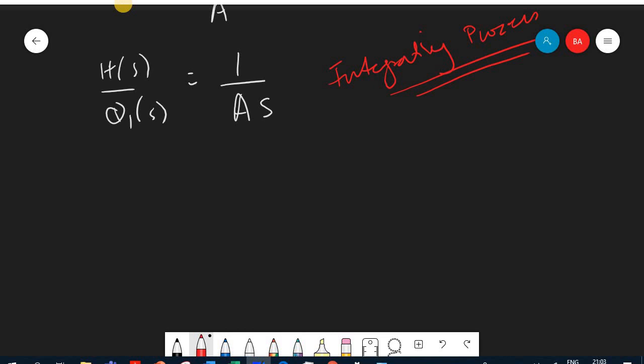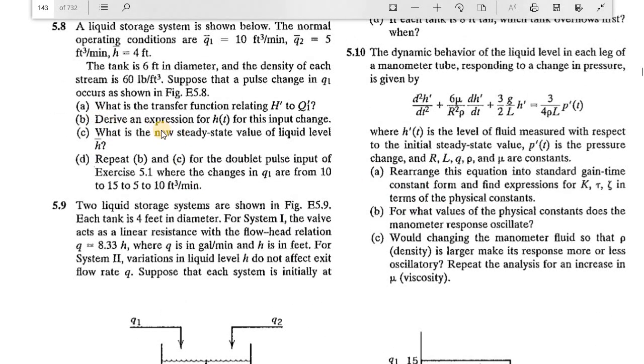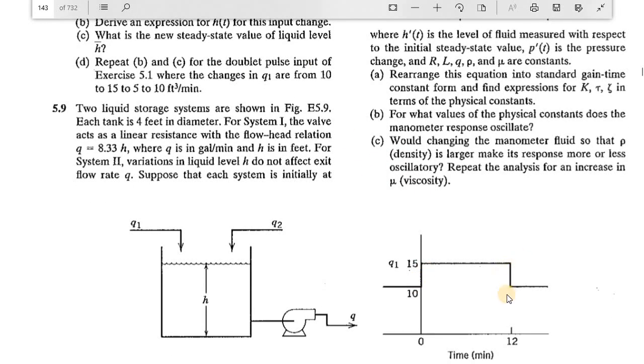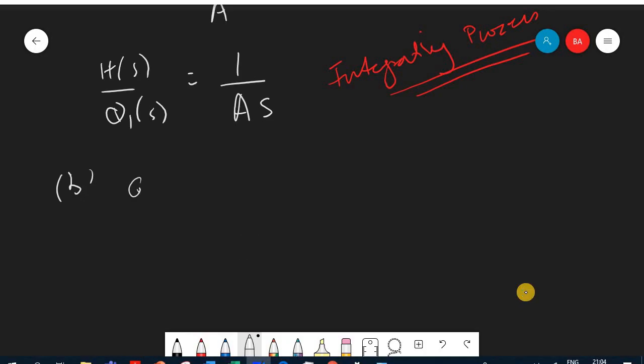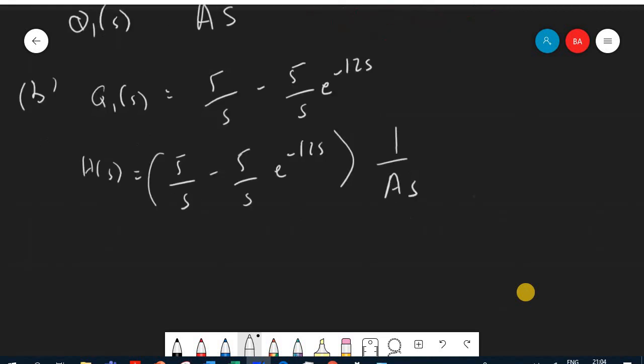And now the second part of the question is asking us to derive an expression for h of t for this input change. So if we have an input change of 5 over s minus 5 over s e to the power minus 12s, what will be the output? What will be H(s)? So I'm going to substitute that. This will be 5 over s minus 5 over s e to the power minus 12s, multiplied by 1 over A s.